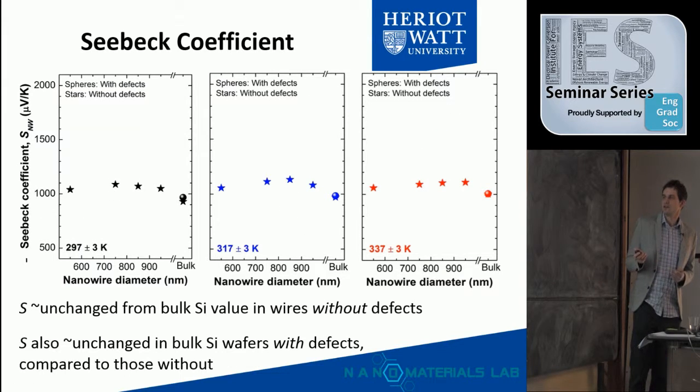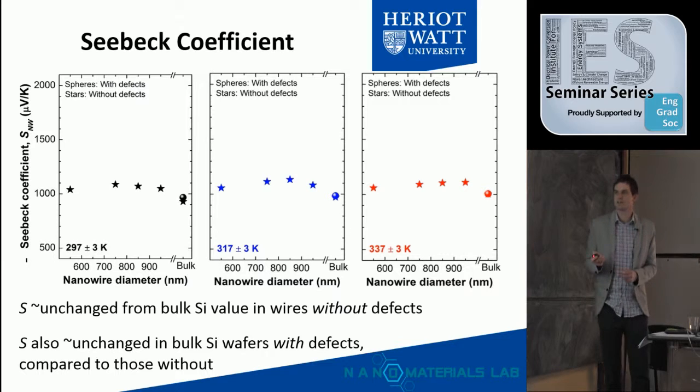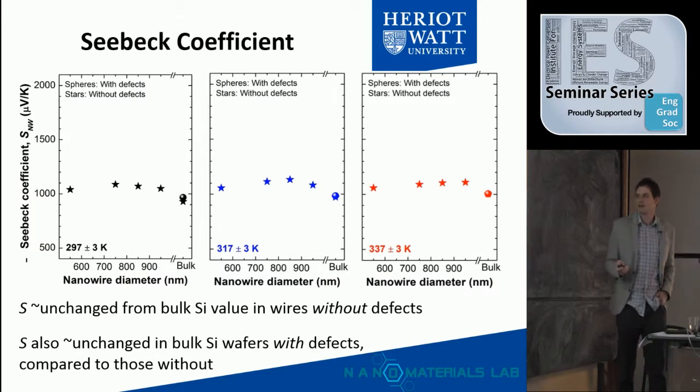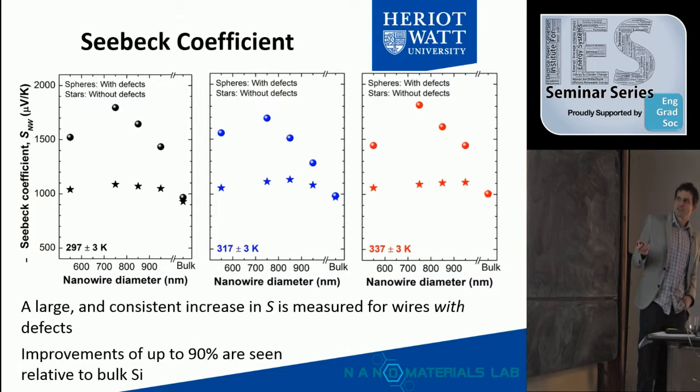So the results we saw here, this is 3 different temperatures, and you can see the Seebeck coefficient here. This is the ones without defects. They are more or less in line with what we see just in normal silicon and in bulk materials, which is these ones at the end. But what we saw that was interesting was these huge improvements in Seebeck coefficient when we have defects in the nanowires.